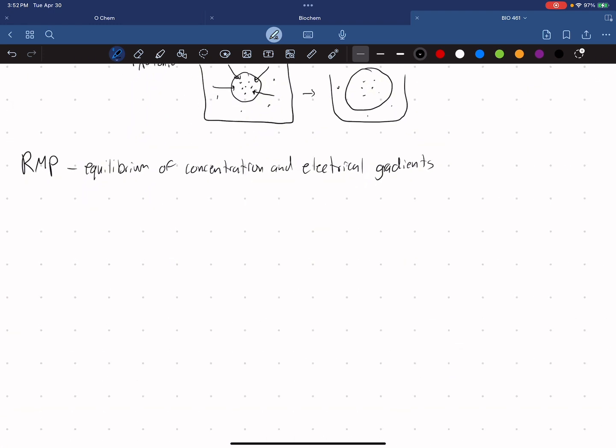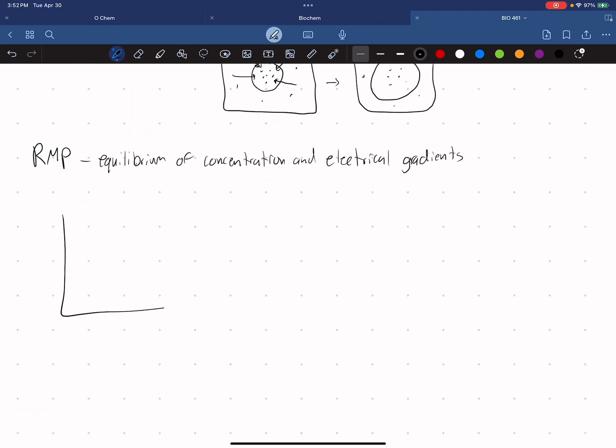So to kind of give a visual of this here, we'll go ahead and draw this tank, and we'll have a semi-permeable membrane. And this membrane will only be permeable to potassium. So say we start with lots of potassium chloride here on our right side.